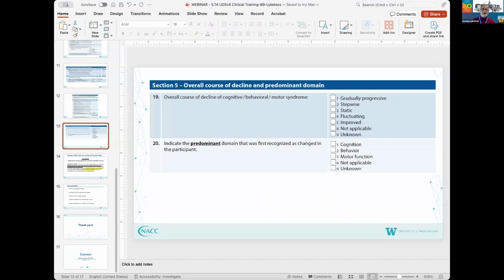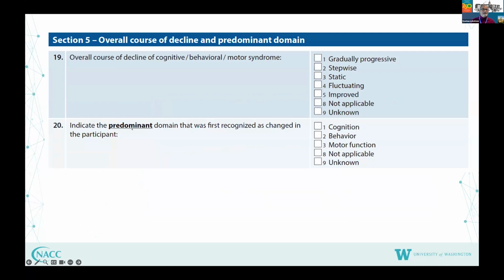And let me point out that this section 5 at the end indicates the predominant domain that was first recognized. So I think this is where we're trying to capture the initial clinical presentation. So to John's question, you are not missing anything. We simply have somewhat changed how we're doing this. So we're asking you at the end of the form to tell us what was the predominant presentation at the beginning, but not necessarily the predominant symptom.